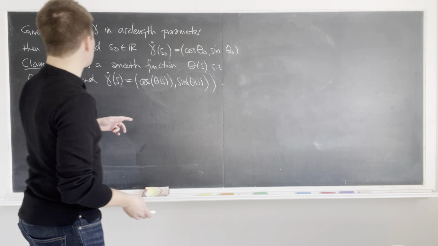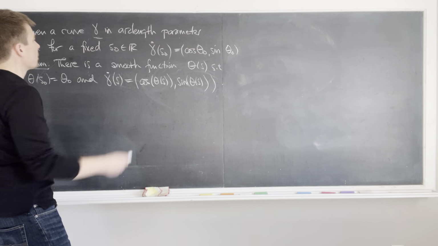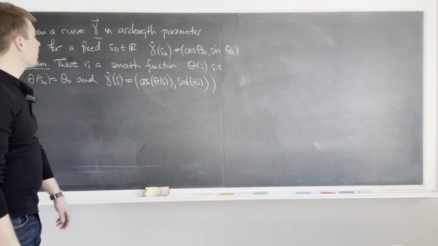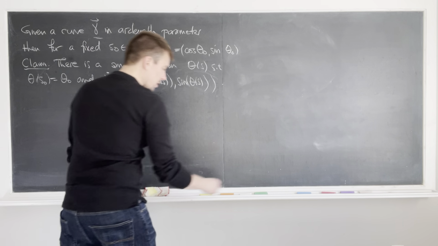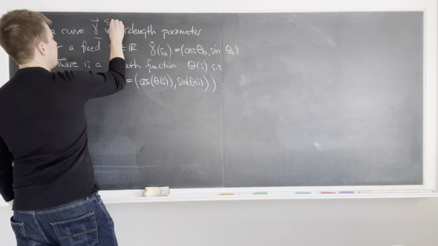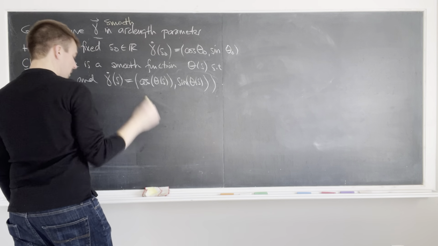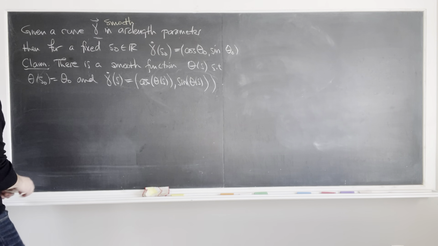Now, when I say a smooth function, I'm assuming that gamma is smooth, okay? So it's not only a curve in arc length parameter, but it's a smooth curve. So I should be a little more precise and say that this curve gamma over here is smooth. Okay? Excellent. All right, so I just have to define this.